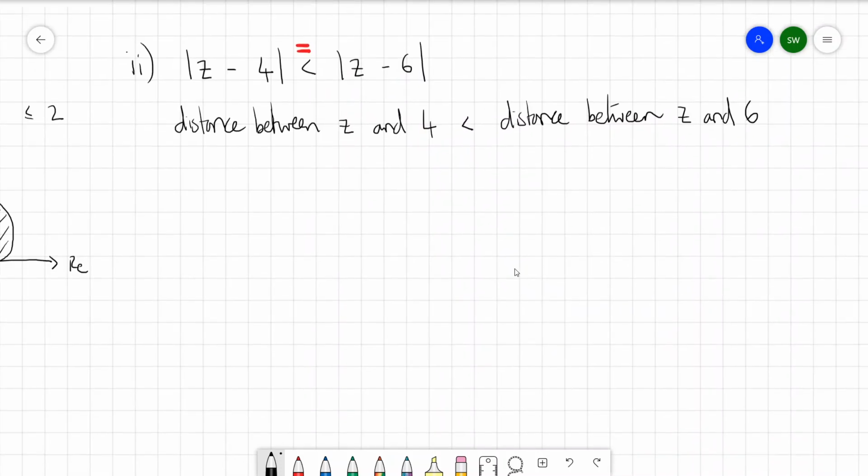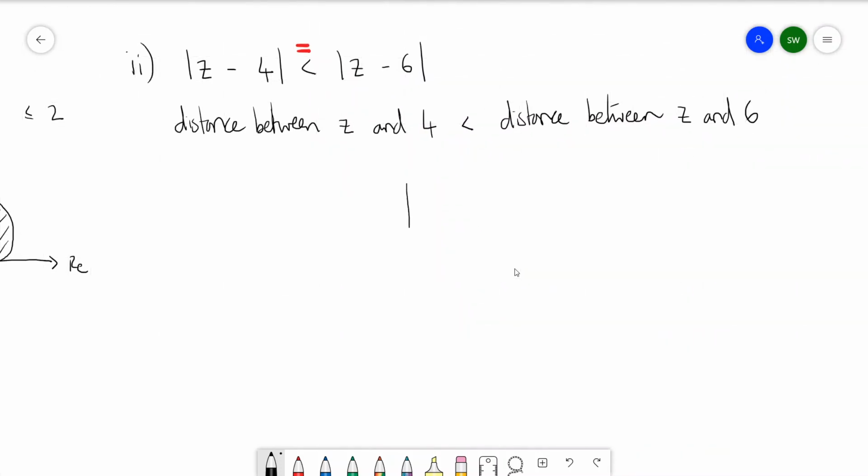So if we draw out this Argand diagram and we plot these 2 points, 4 and 6, both of them just happen to be on the real axis, and that's just to make the example simpler. So these are the two complex numbers 4 and 6. The points that are the same distance from 4 and 6 would be the perpendicular bisector.